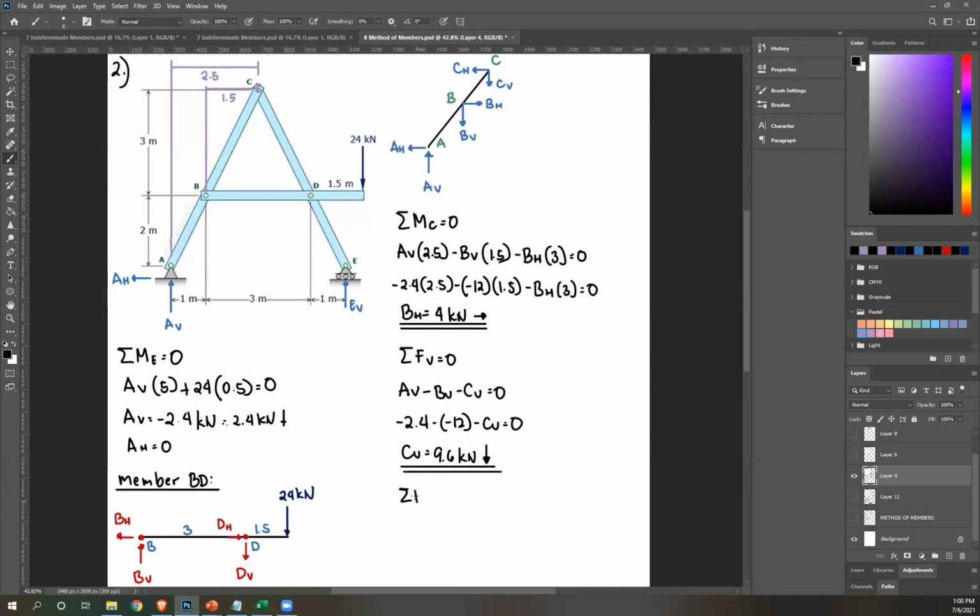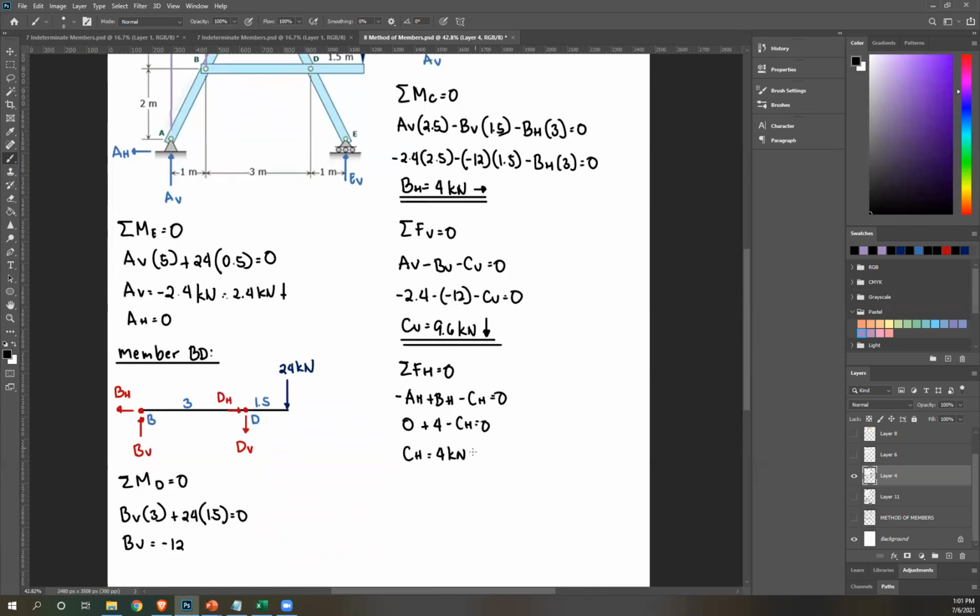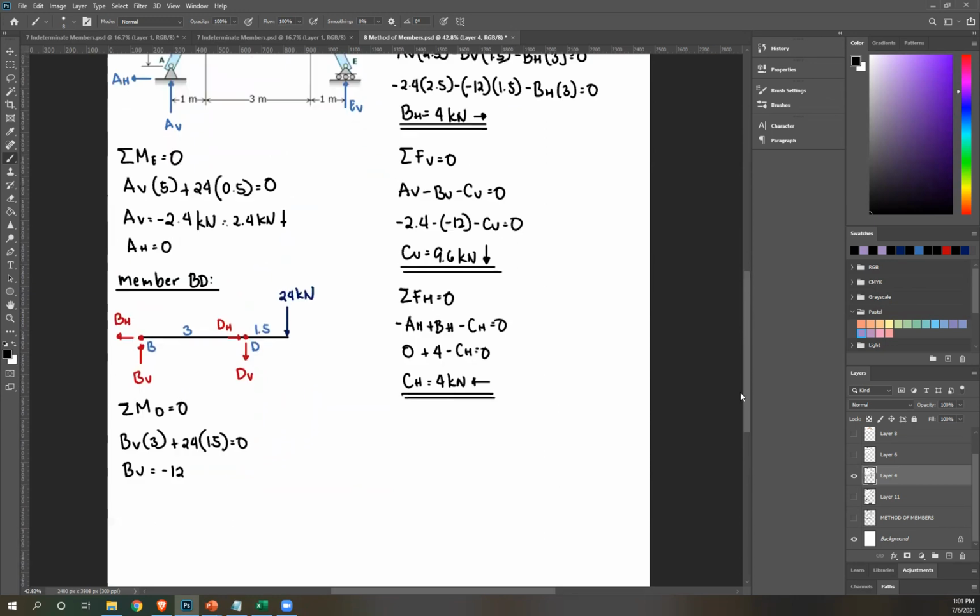And then, lastly, summation of forces horizontal. So negative AH, again, that's just 0. Positive BH, negative CH equals 0. So what's BH? 4. So CH is 4. Yes. Positive, therefore correct assumption, it is to the left. Okay, and now finalize your answer.